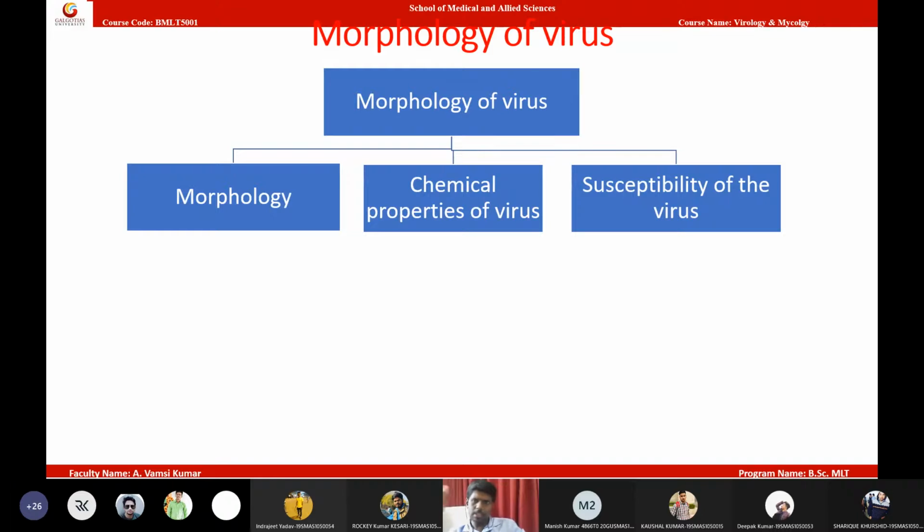So these are the three things I will cover in today's session particularly. If possible, I will also discuss viral replication. Coming to the morphology of virus, we need to see the size, structure, symmetry, and shape of the virus.